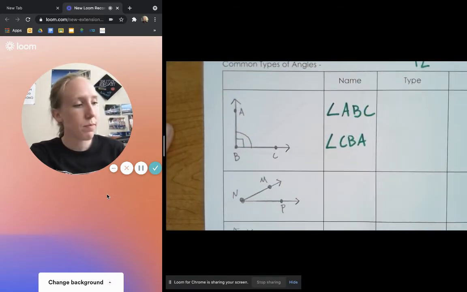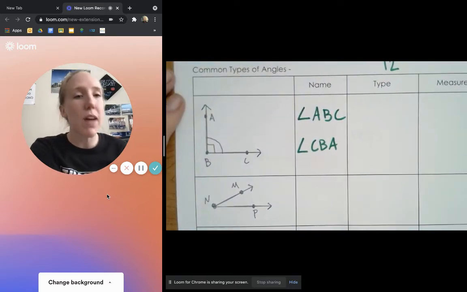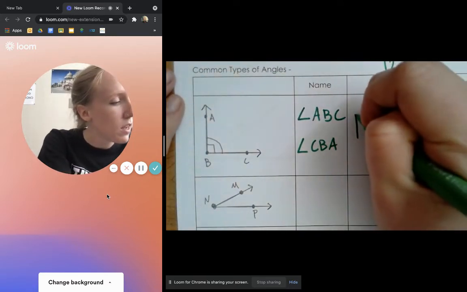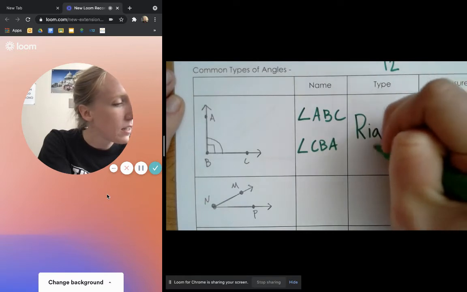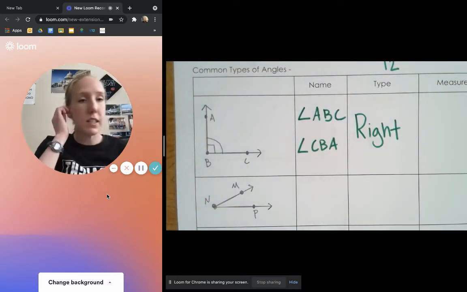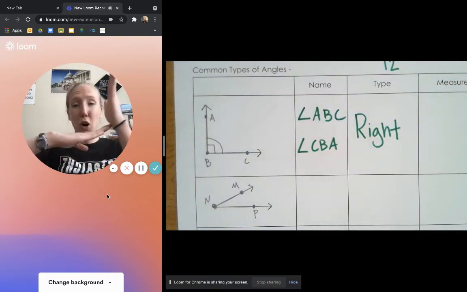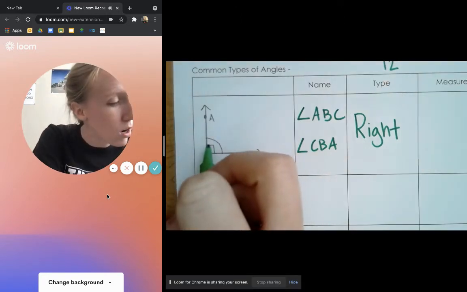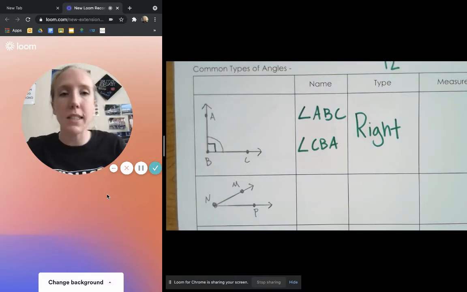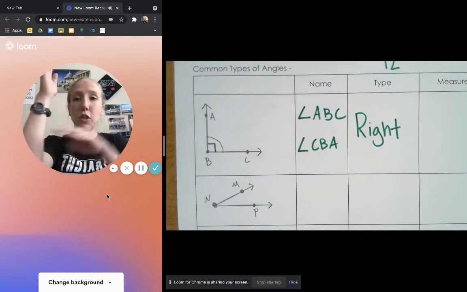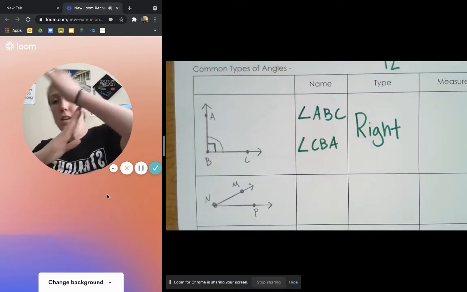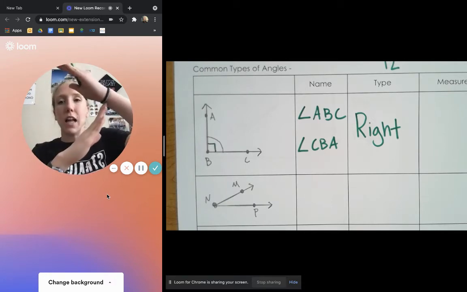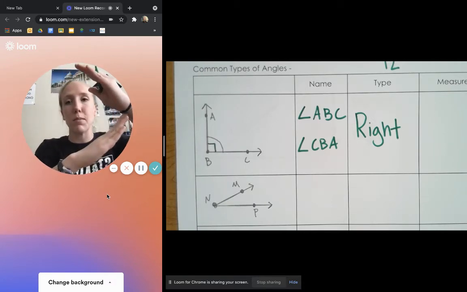Okay. All right, this type of angle is really important. You need to know this. This is a right angle. When it's a perfect box and it has this box in the corner, that is a right angle. Straight up and straight sideways. It can be crooked, but it still has to have the same distance apart. So it still has to be a right angle.